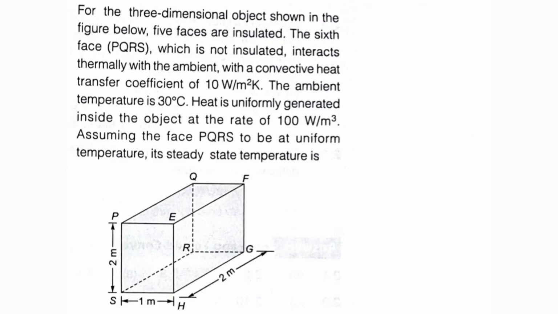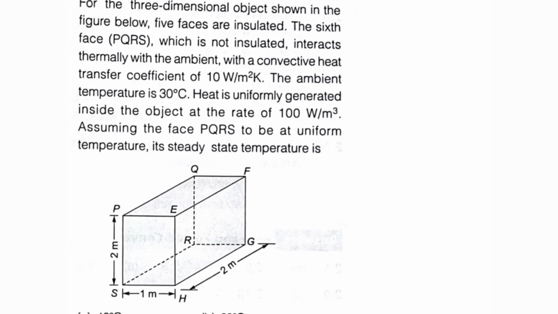For the three-dimensional object shown in the figure below, 5 faces are insulated, okay. The sixth face PQRS, this face, okay, this is the only face which is not insulated, which interacts thermally with the ambient with a convective heat transfer coefficient h. Fluid is flowing over this with h equal to 10 watt per meter square Kelvin. The ambient temperature is 30 degrees centigrade. The heat is uniformly generated inside this rectangular box.